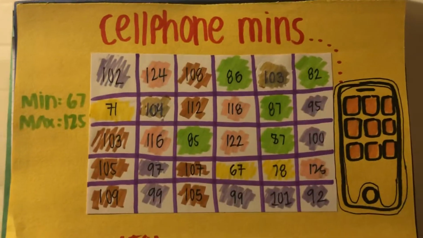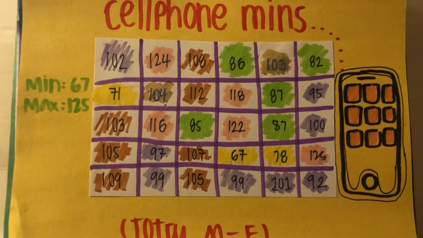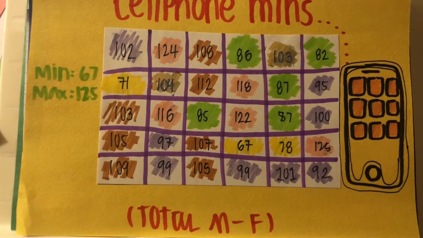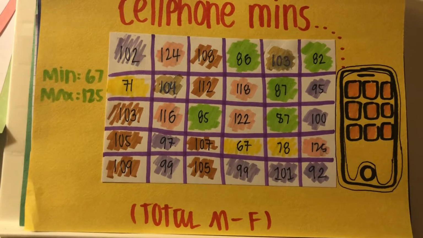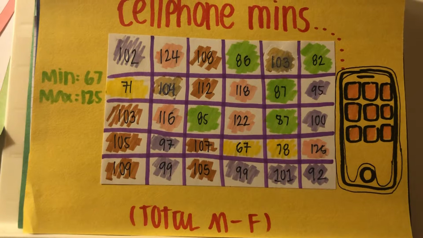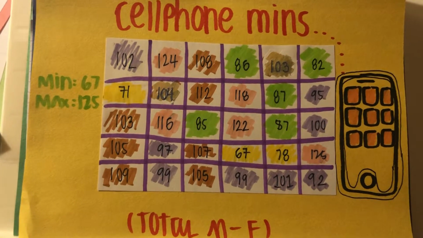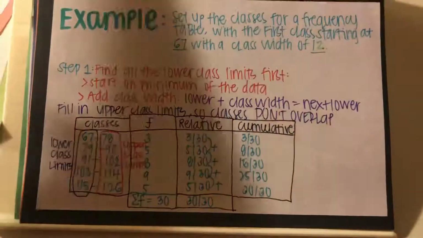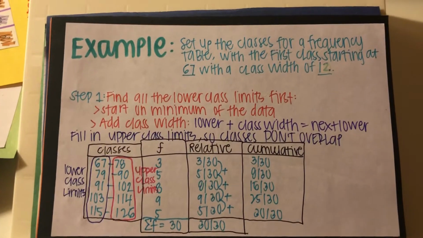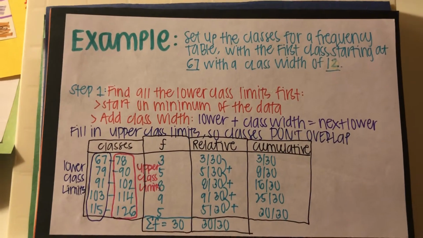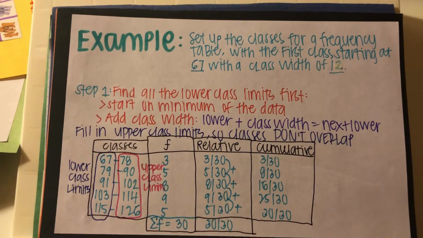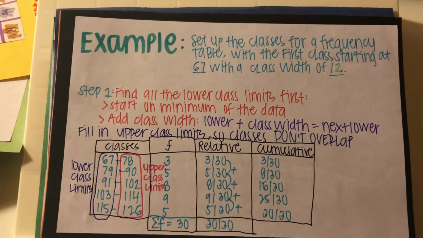Okay, let's look at cell phone minutes. In this group, the minimum number of cell phone minutes used in a total of Monday through Friday is 67 minutes. The max is 125 minutes. So, for example, we set up the classes for a frequency table with the class starting at 67 with the class width of 12.